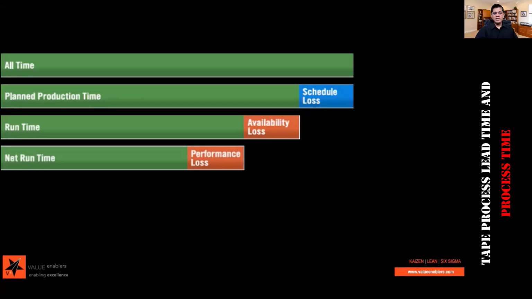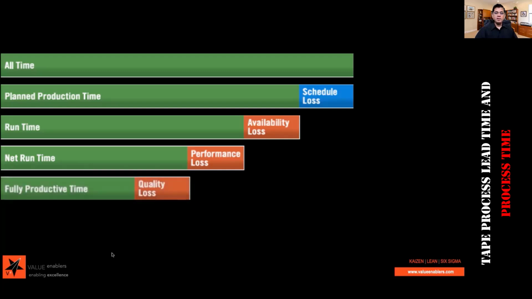Then out of runtime, there will be performance loss. I'm supposed to run the vehicle at 100 kilometers per hour, but the vehicle has got some problem. It can run only at 80 kilometers per hour. So that's a performance loss. The machine is capable of producing 100 units in an hour, but it is producing only 90 units per hour. That is performance loss. So that is net runtime. From net runtime, it has produced 80 units, but 5 of them are defects. So the fully productive time is only the balance; the rest is quality loss.